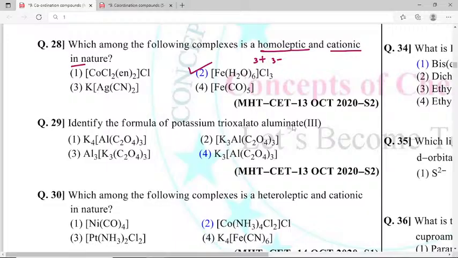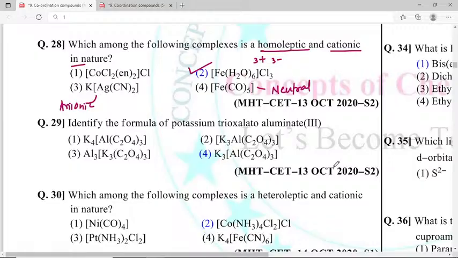So this is again homoleptic but this is anionic. This is an anionic complex but homoleptic, and this is again homoleptic but this is a neutral complex. Option number 4 is a neutral complex but homoleptic. Same type of ligand is there. FeCO5.